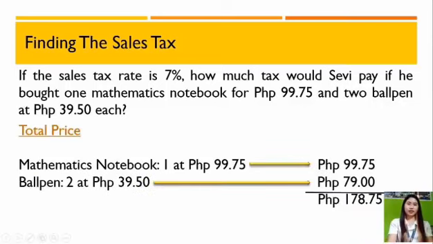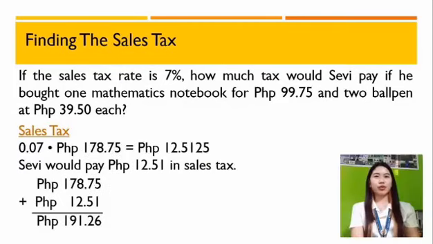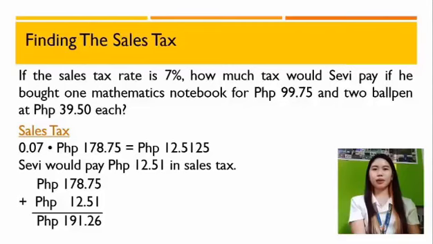We will first get the total price. Mathematics notebook is 99.75 pesos. Two ball pens is 39.50 times 2 is equal to 79 pesos. The total price is 178.75 pesos. Now, we will get the sales tax. 7% to decimal point, we will have 0.07 times 178.75 pesos is equal to 12.5125. Sebi would pay 12.51 pesos in sales tax.